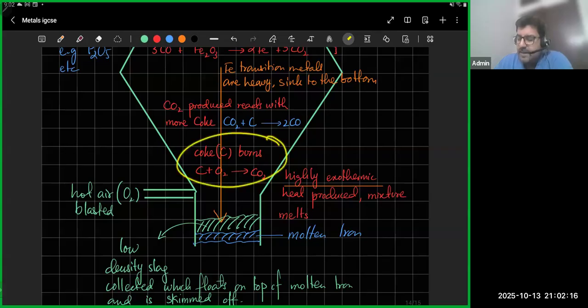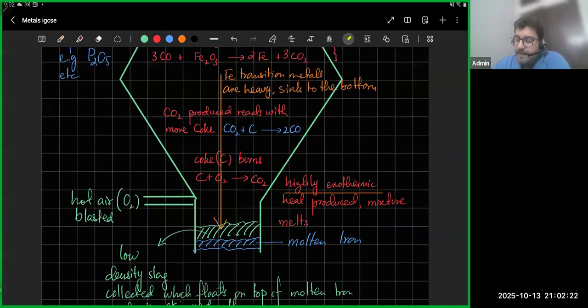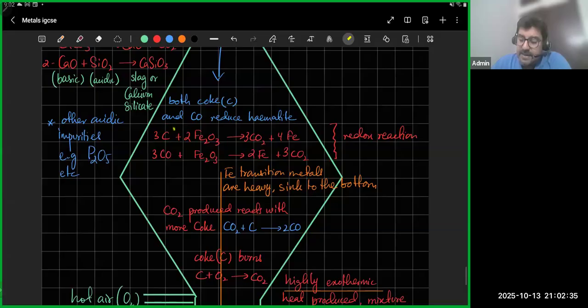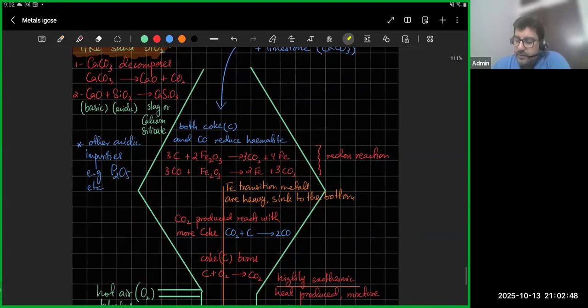The coke starts to burn, a lot of heat is produced, it's highly exothermic, and the mixture melts, all of it melts. And further up, what happens is that the carbon dioxide produced reacts further with the coke and turns into carbon monoxide. And further up, the carbon and carbon monoxide start stealing oxygens from iron oxide and turn into carbon dioxide, and molten iron is produced as a result. And so this over here is the redox reaction that's happening.